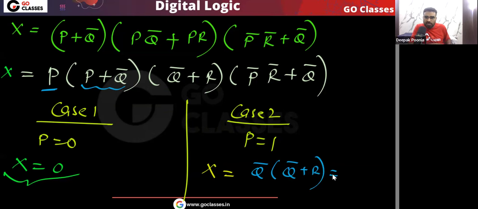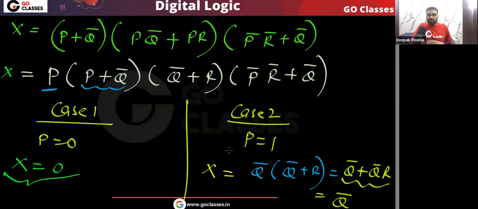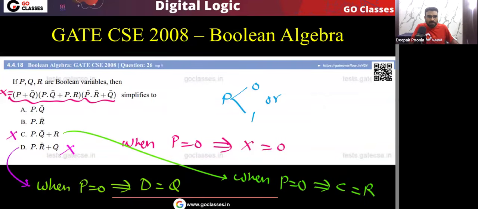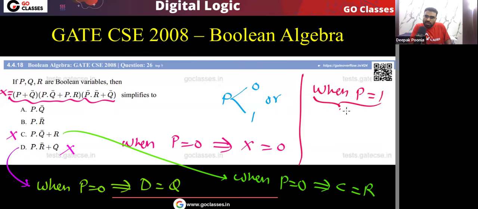Okay, if you see here, you can multiply inside, you will get Q bar or Q bar R. You can apply the absorption law here. Okay, using the absorption law, it will become Q bar. So remember, when P equal to 1, then X is equal to Q bar. So this also you can see that when P equal to 1, then X should be equal to Q bar.